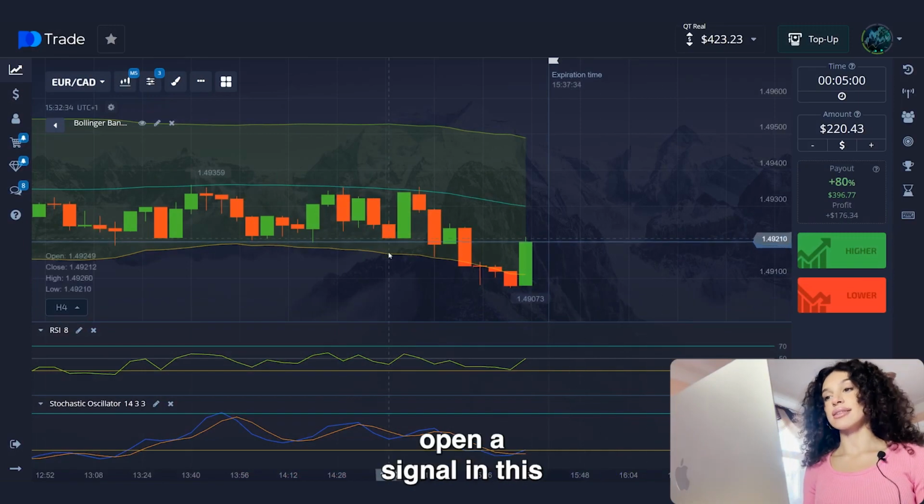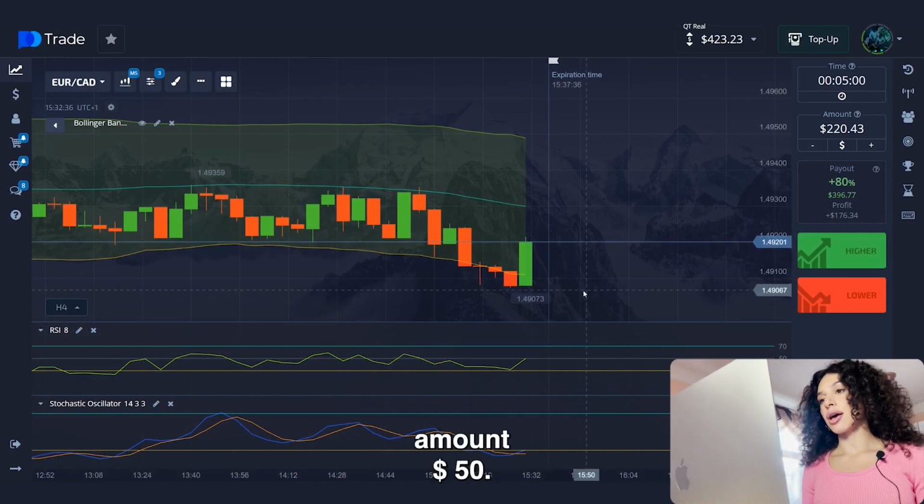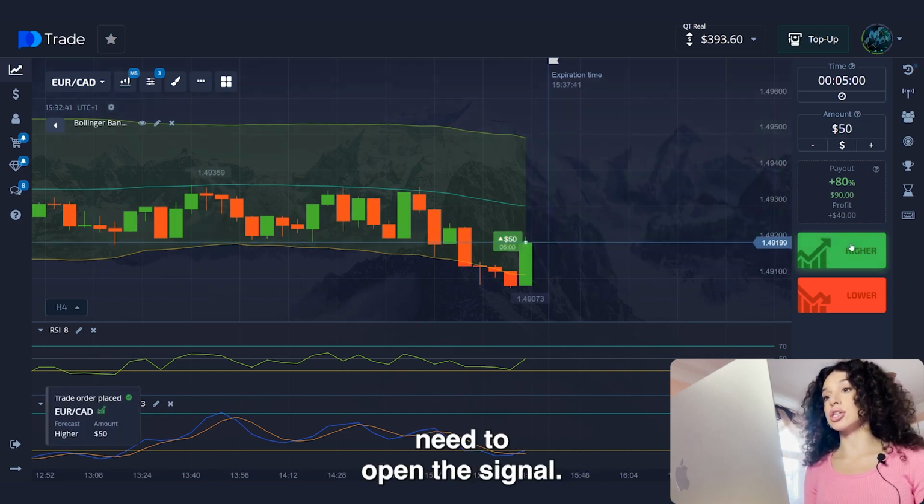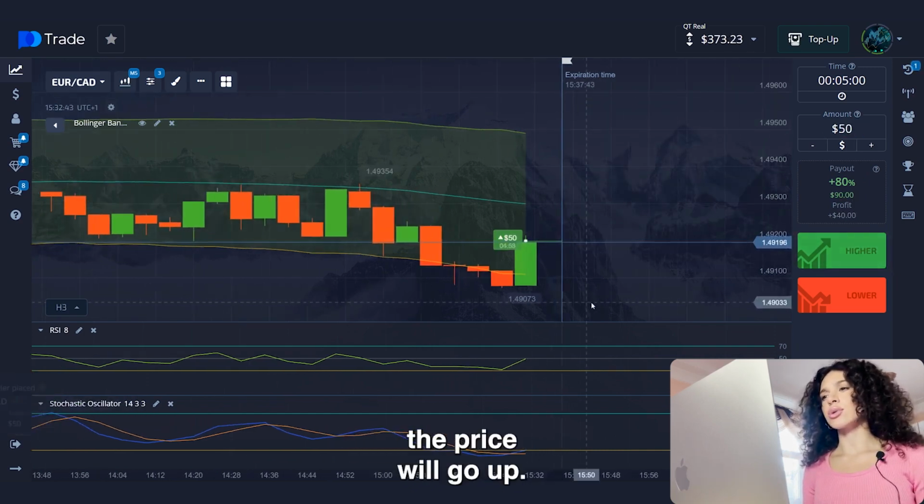I want to open a signal in this situation. I will make the trade amount $50. This is not such a large amount, but you can figure out when you don't need to open the signal. I think the price will go up.